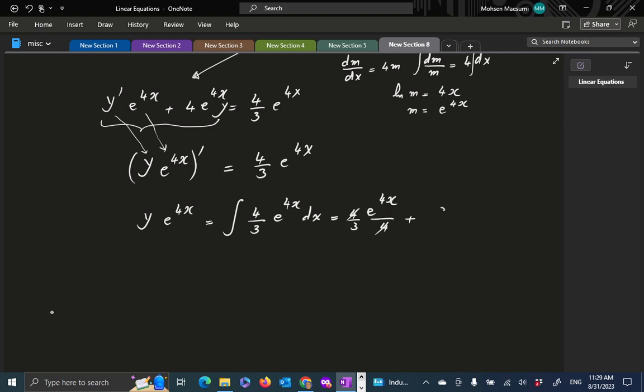And now I do need this constant. Over there, putting a constant was optional. It just clutters. But here we actually do need it. Now I divide by exponential of 4x. We always want to isolate y. When I divide, I just get 1/3 here because I got rid of this exponential. And when I divide the c by that, I write exponential of minus 4x. Okay, that is our solution.